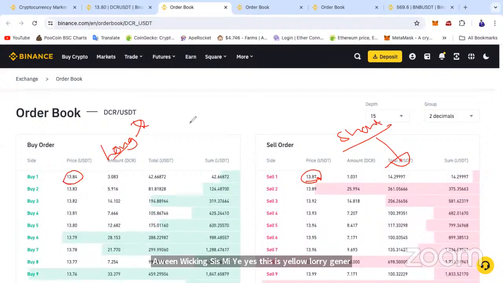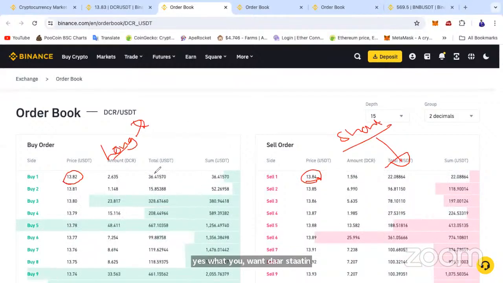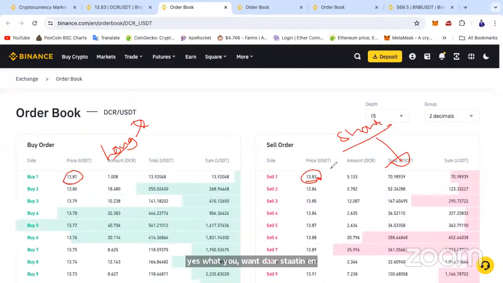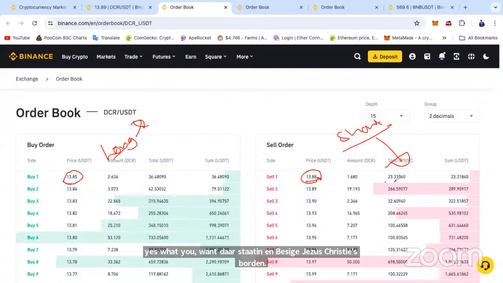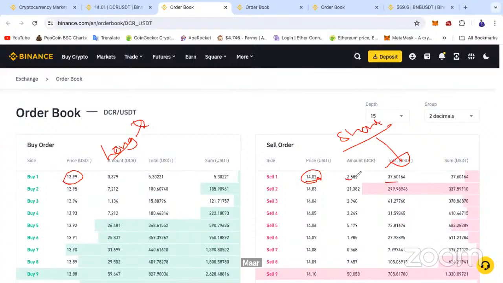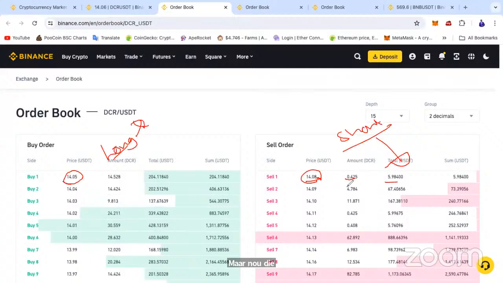And basically, friends, he has pressed his order. But they are coming in with small amounts. Now, these small amounts do not affect the market.